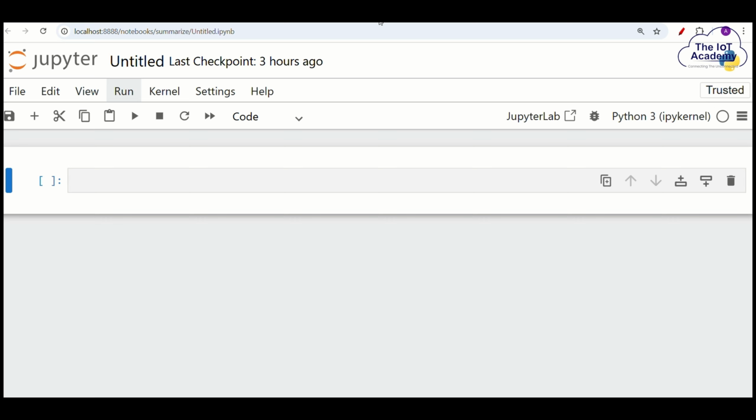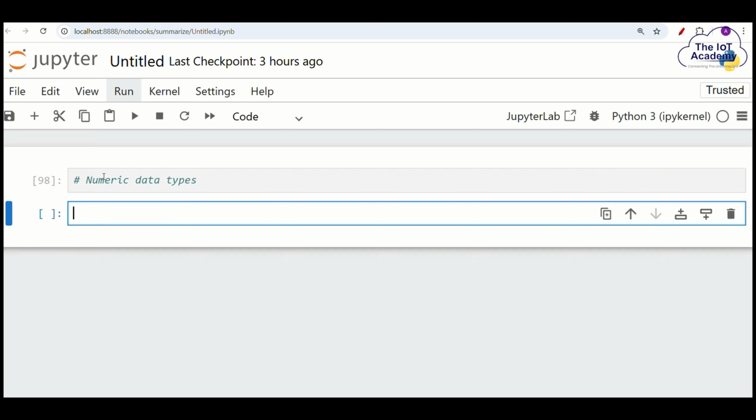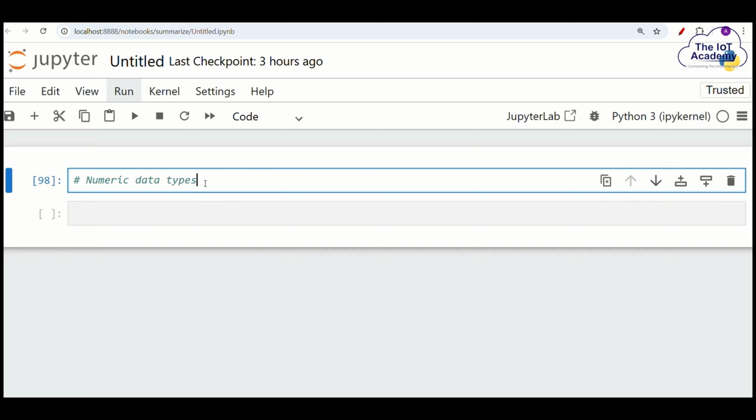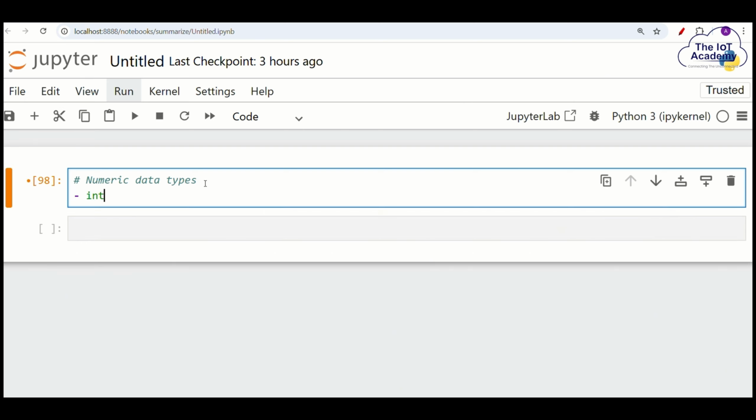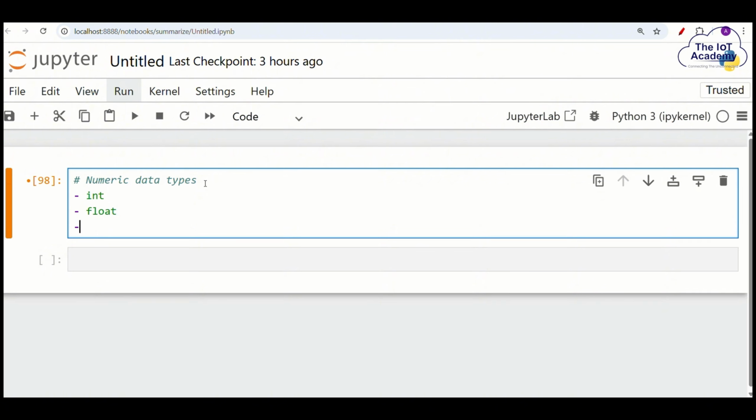So now I'm going to talk about data types. I'm going to be talking more specifically about the numeric data types. Let me write this down over here so you can see: numeric data types. The numeric data types basically are an integer, a float, and then there are complex numbers.